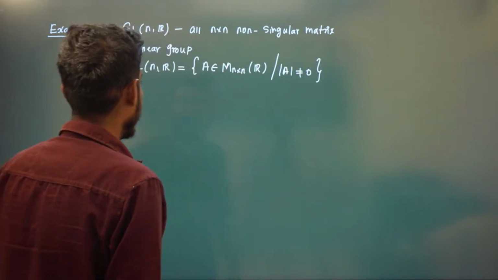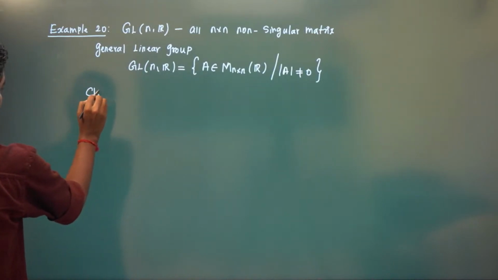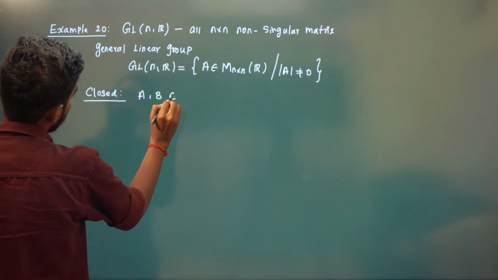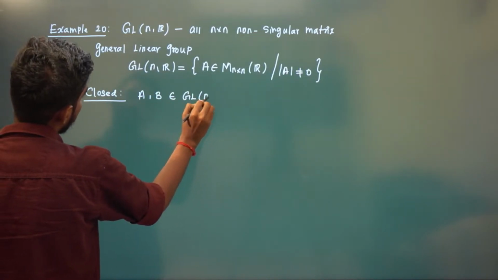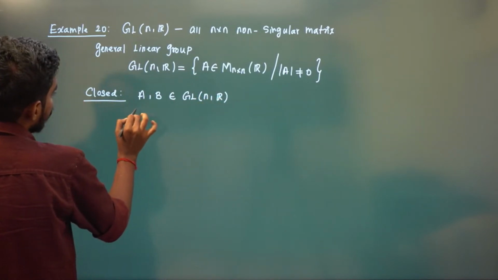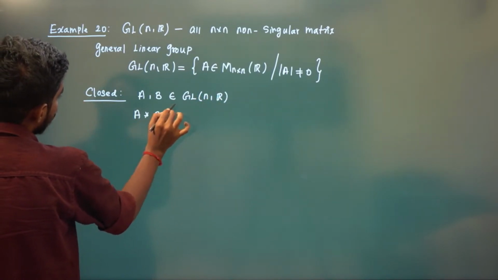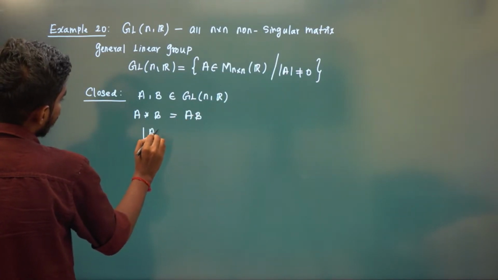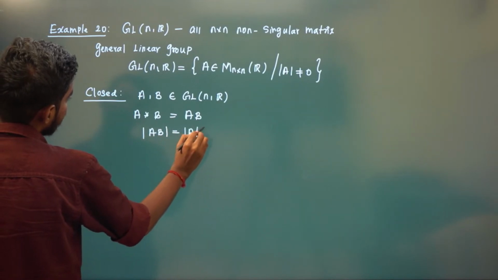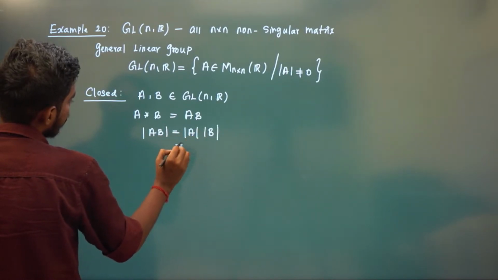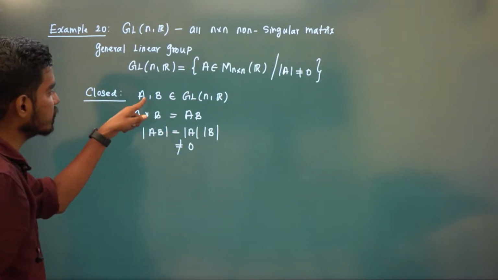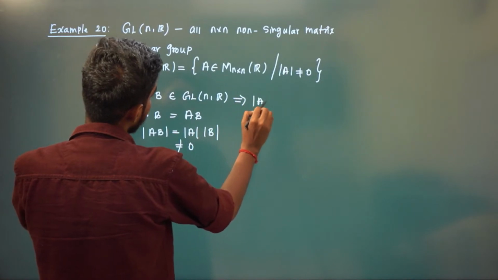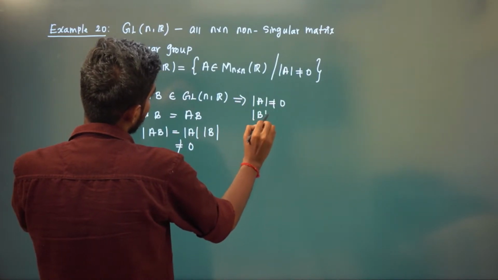So you can see it is closed. Why? You take any two matrices A and B in GL(n, R). You need to show A star B is also here. A star B is nothing but matrix multiplication. Now what about determinant of AB? Determinant of AB is the same as determinant of A times determinant of B. The determinant of A is not equal to 0 because A belongs to GL(n, R), so both the determinants are not equal to 0 by assumption.